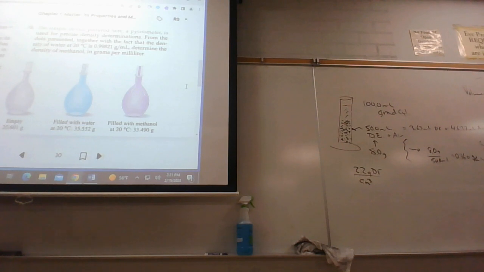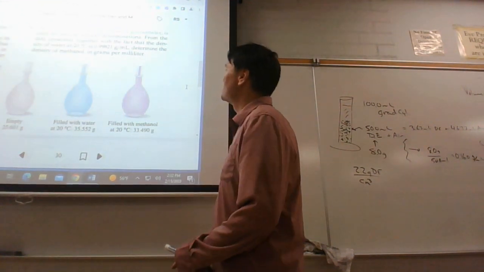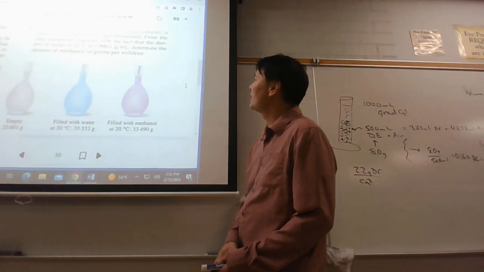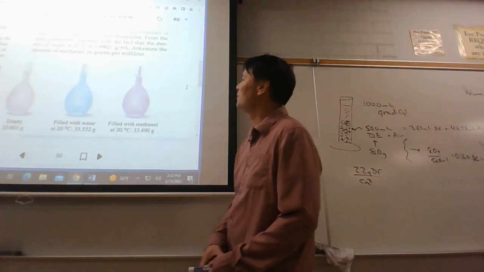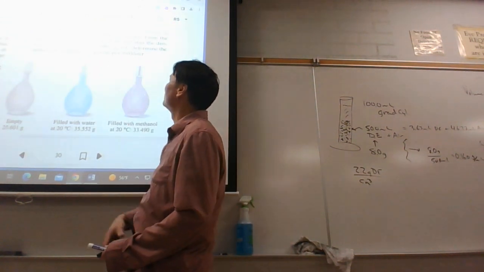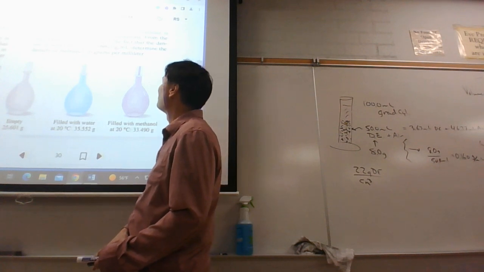Okay, the simple device pictured here, a pycnometer, is used for precise density determination. From the data presented, together with the fact that the density of water at 20 degrees C is 0.99821 grams per milliliter, determine the density of methanol in grams per milliliter.